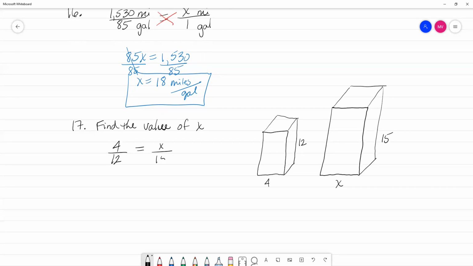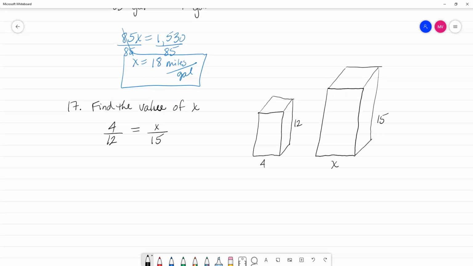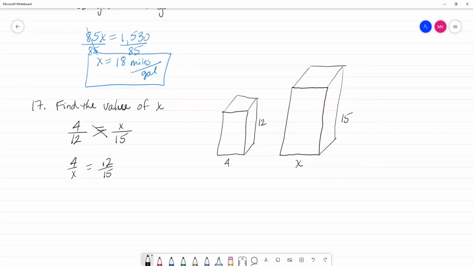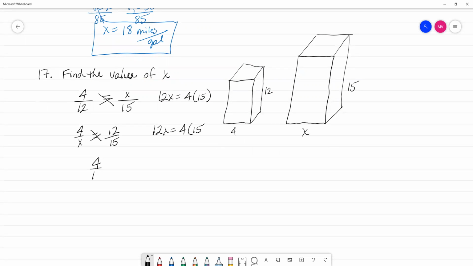Equals X over 15. Right. All right. What if I had written it 4 is to X as 12 is to 15? Would that also work? Yes. Because look at the equations. When we cross multiply these, I end up with 12x equals 4 times 15. When I do that here, I still end up with 12x equals 4 times 15. The most important thing, and the problem that I saw with the quiz we did on this section, is that you would say 4 is to 12 as 15 is to x.